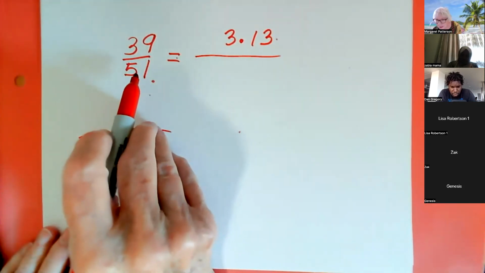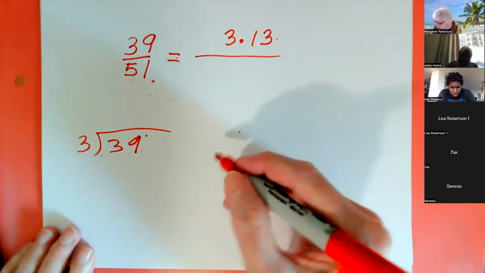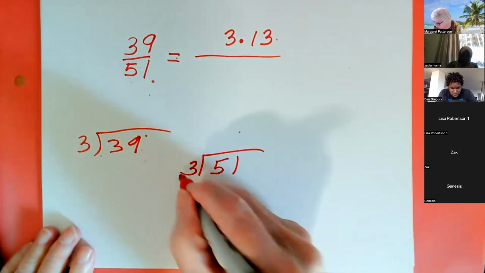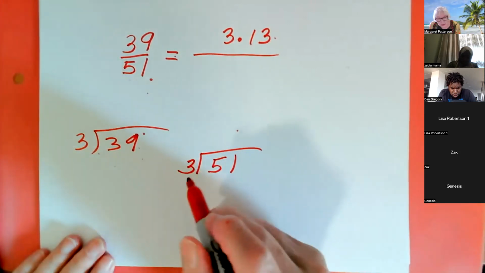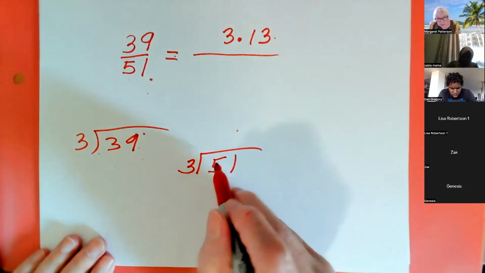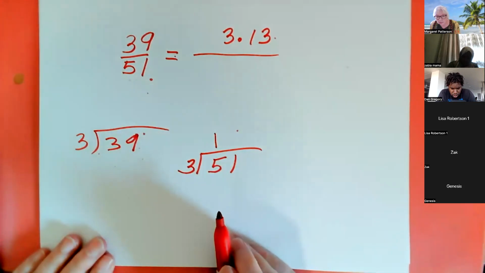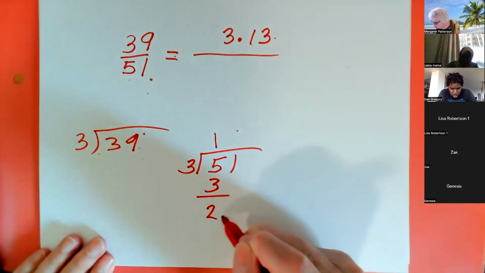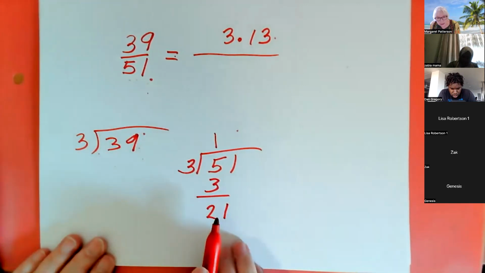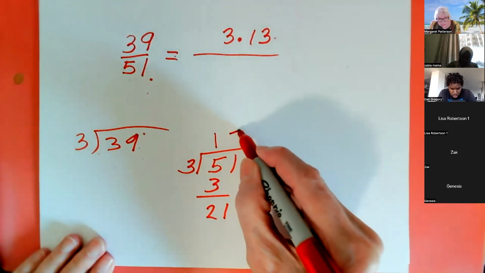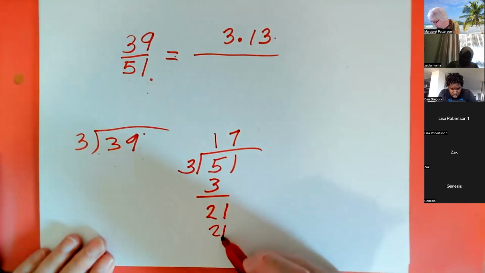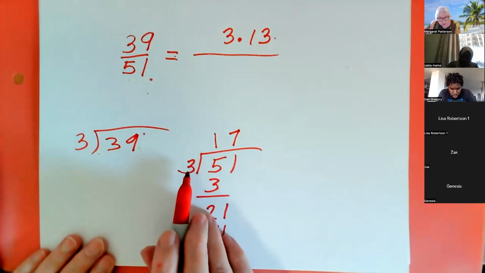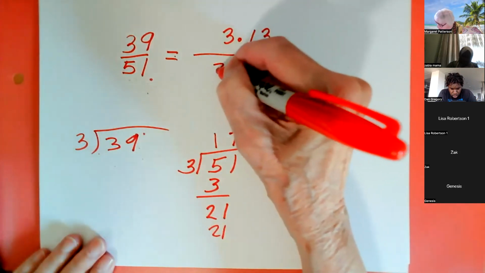But 51 is the one you may have missed. Like I said, it's my favorite because it hides. You have to know the trick. 3 into 5 goes once. 1 times 3 is 3. Subtract, bring down the 1, 21. 3 into 21 is 7. So 51 is actually 3 times 17.